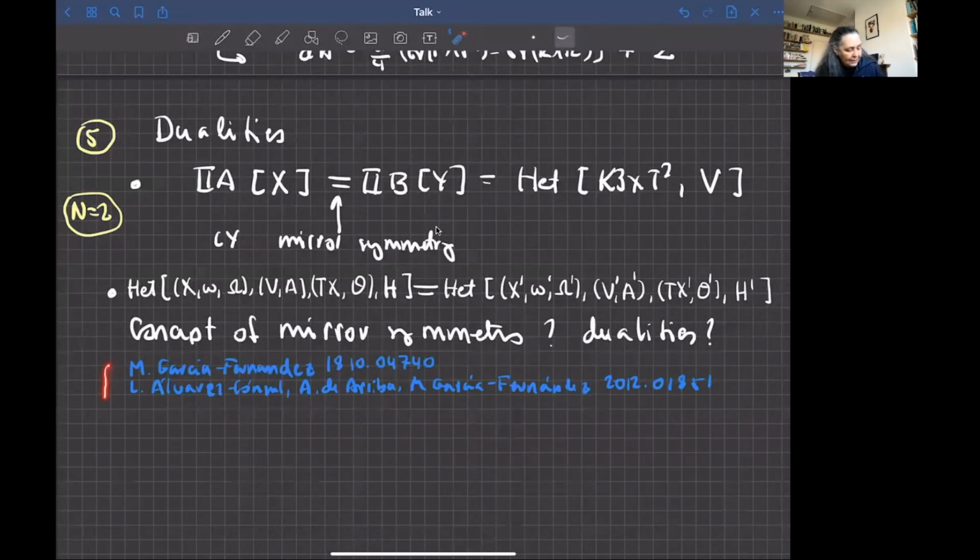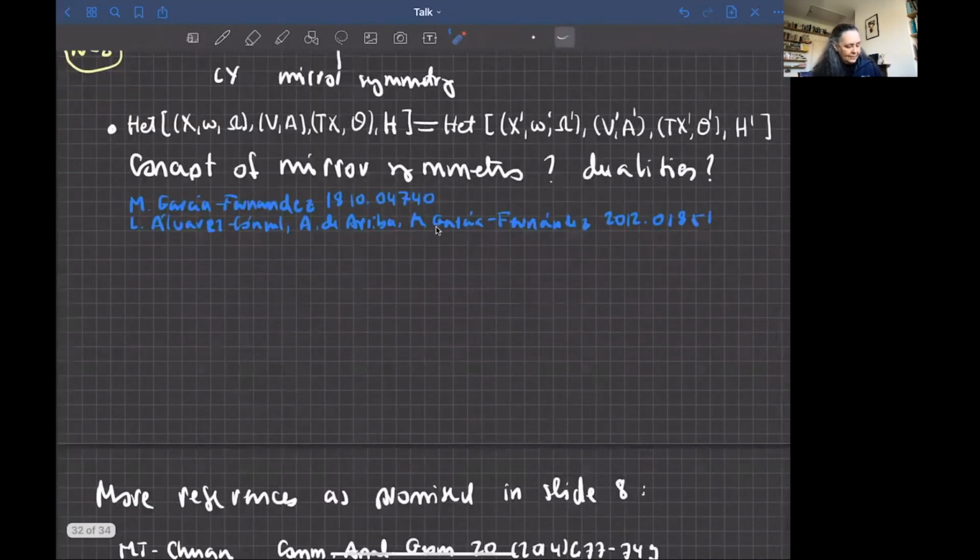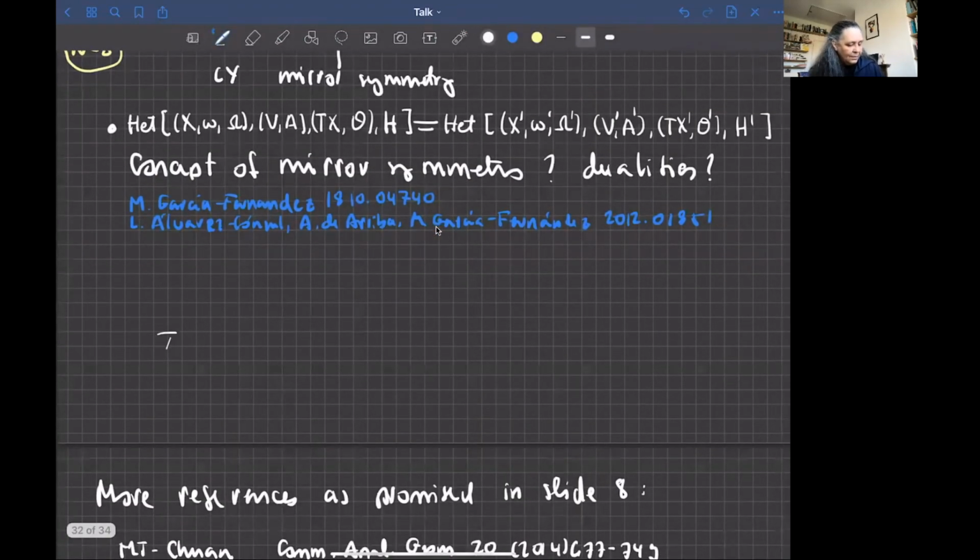And people have already been working on this for a while; these are newer references. It is called (0,2) mirror symmetry, because it refers to the supersymmetries of the two-dimensional sigma model of the string. Well, I think with this I finish, and thank you for your patience.